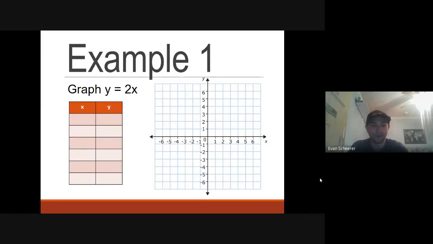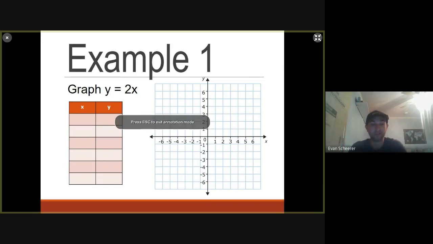Now I have 1, 2, 3, 4, 5, 6 different spots to put values. However, you only need 2 values to create a straight line. Any 2 values will make a line that is distinct, that is different than any other line. So you only need 2 values. First, I'm going to do a little bit more. I'm going to put 3 or 4, right? Just to show you that it doesn't really matter.